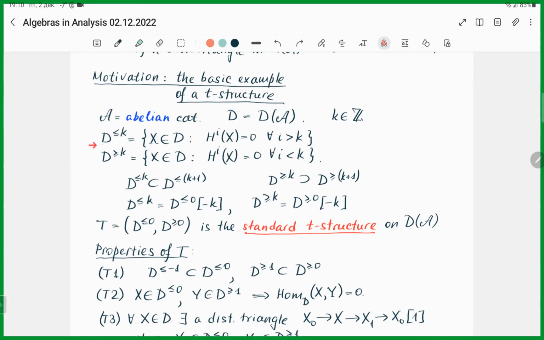In some sense, the complexes from the first subcategory are those which are cohomologically concentrated in degrees less than or equal to k. This explains the notation. As a result, we have two chains of full subcategories of D. The first chain is increasing, and the second chain is decreasing. Let's also observe that each subcategory in this chain can be recovered from D less than or equal to 0 by means of the shift functor. The same is true for the second one. So we have the following obvious relation. Now the pair of these subcategories is called the standard t-structure on the derived category D(A). Let's now look at some basic properties of this pair of subcategories.